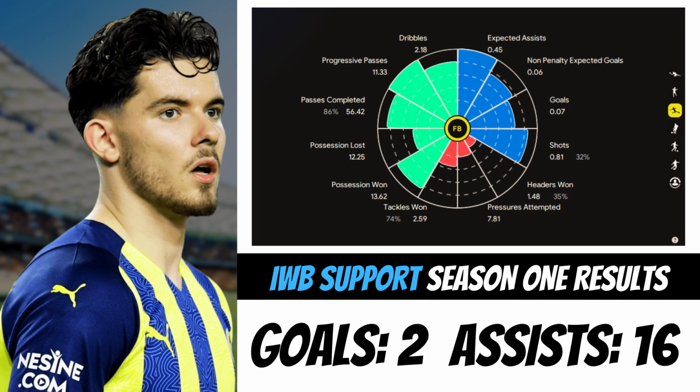And I mean, 16 assists, it's not the 39 assists that we got in that first test from Trent, but Ferdi is still doing very well. And you look at the possession lost and won, you can already see he is winning back possession more than he is losing it, whereas on the attack duty, he was losing it more than he was winning it.